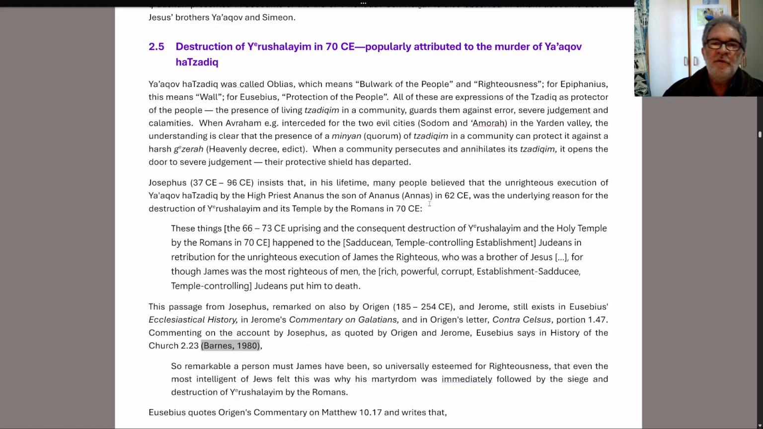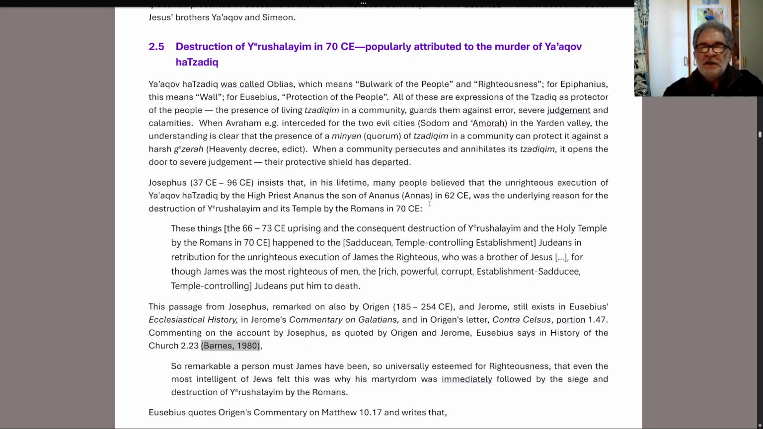When Abraham, for example, interceded for the two evil cities of Sodom and Gomorrah in the Jordan Valley, the understanding is clear that the presence of a minyan, a quorum of tzaddikim in a community, can protect it against a gezerah, a heavenly decree or an edict. When a community persecutes and annihilates its tzaddikim, it opens the door to severe judgment. Their protective shield has departed when the tzaddik is killed.